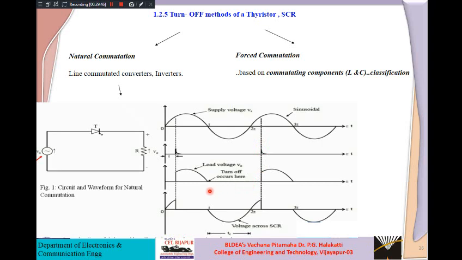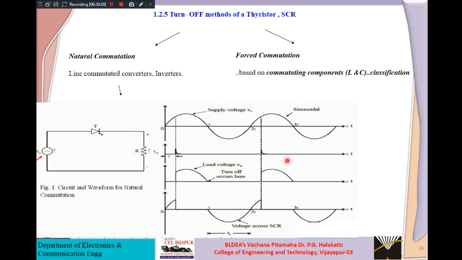Means the load output you are getting is successive positive peaks, because the negative peak is not coming there. During the negative peak, your SCR is naturally reverse biased or turned off. As we are taking the help of the line or AC voltage here, this is known as line commutation. Its main applications are line commutated converters and inverters. That's why it is known as natural commutation.